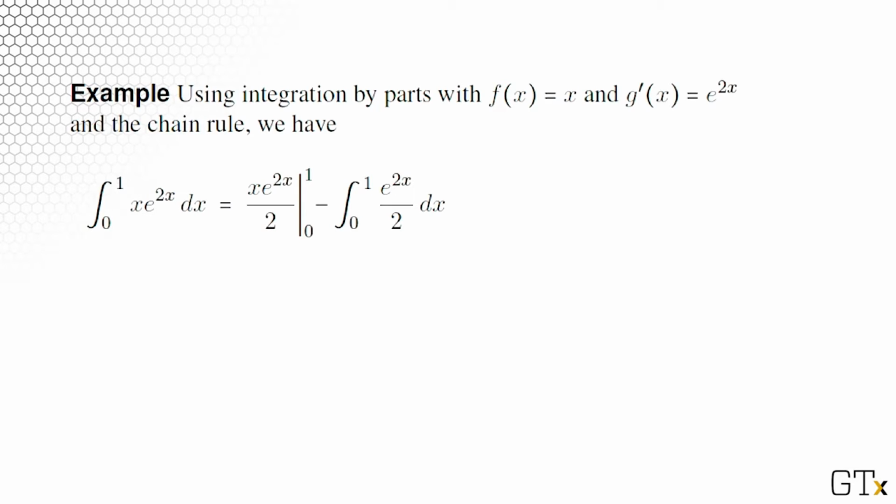And so what I have, I do my substitution of 0 and 1 into that first term with the big vertical bar. Then I subtract off the integral, and I get e squared over 2 after I substitute. Now I do the integral. That turns out to be minus e to the 2x over 4, evaluated from 0 to 1. And there's my answer, e squared plus 1 over 4, when the smoke clears. So, a pretty easy example.